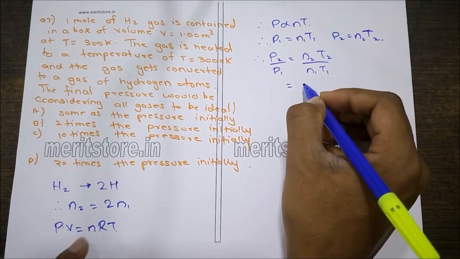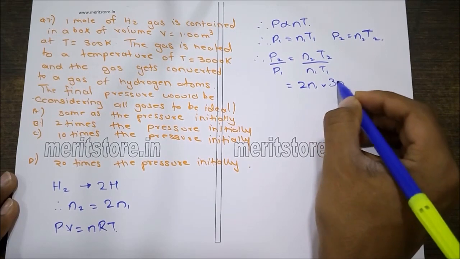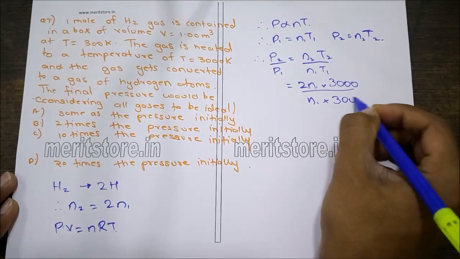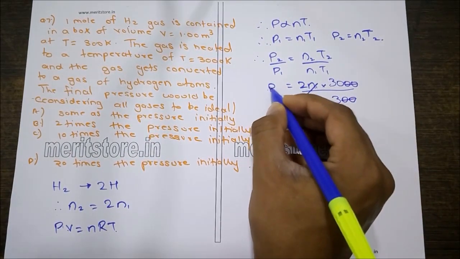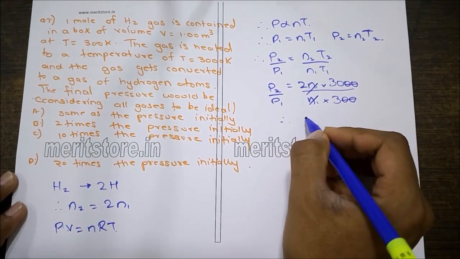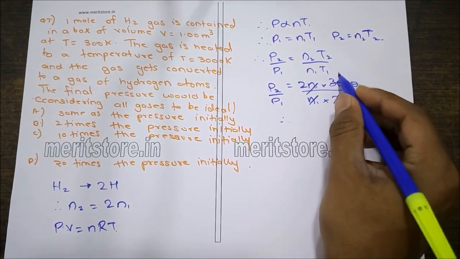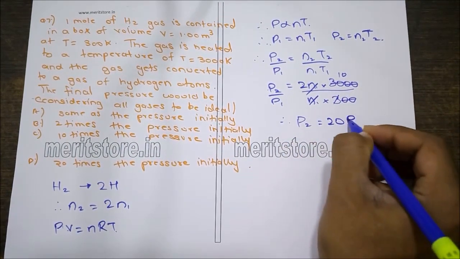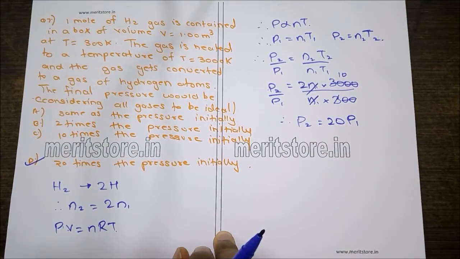N2 is twice of N1, so 2 times N1, and T2 is 3000 Kelvin. N1 is as it is and T1 is 300 Kelvin. So P2 upon P1, what we get over here is 3 times R. So P2 is equal to 2 into 10, that is 20 times P1. So P2 is 20 times the initial pressure. Hence option D is the correct answer.